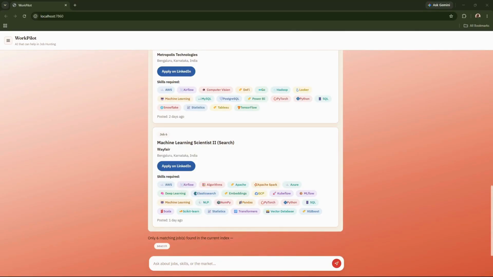Let's move forward. Now, this was a retrieval task. Now, let's ask it some analytical questions, like comparing two job roles or asking for the specific skill sets required for a specific job role. And let's see how it performs in such cases.